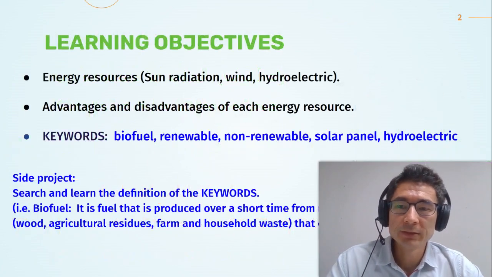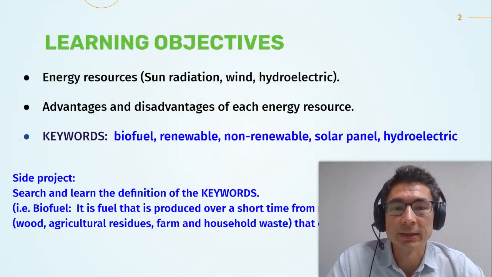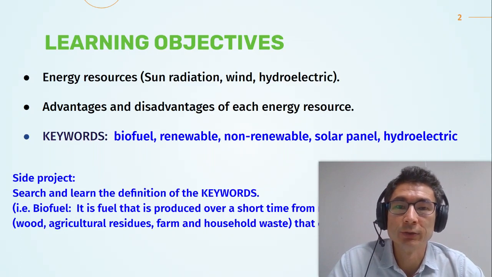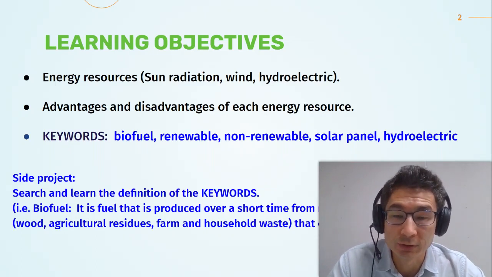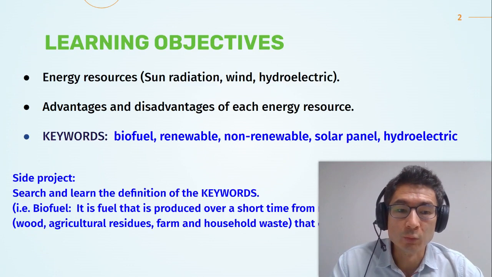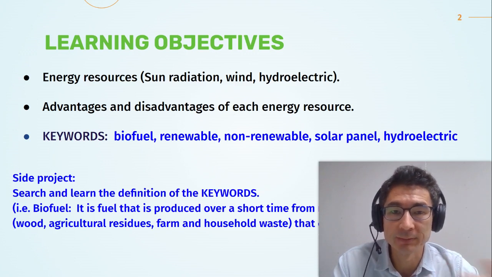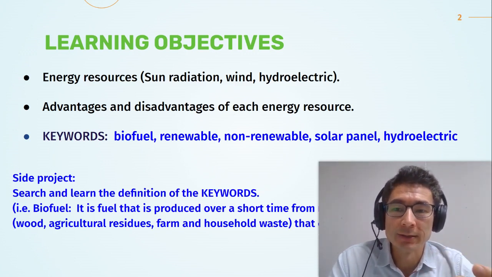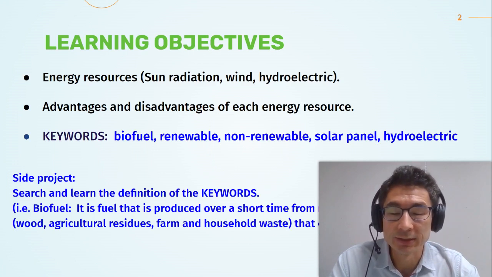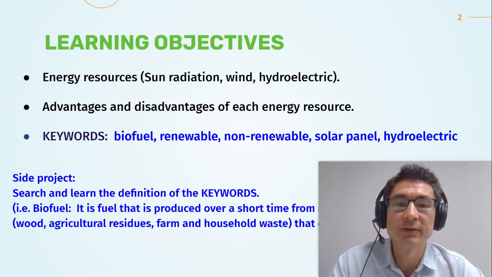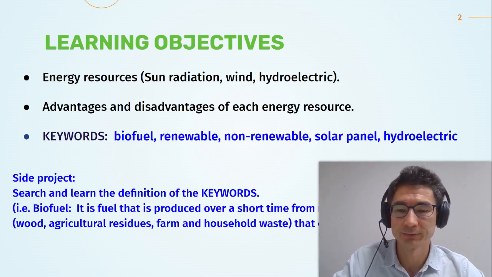All right. This lesson's objective is to learn about the sources of energy: where the energy comes from, from what it is created, how it is produced. For example, sun radiation, sunshine, the sun, a star, the big source of most of the energy. And we're going to talk about the advantages and disadvantages of each energy resource.